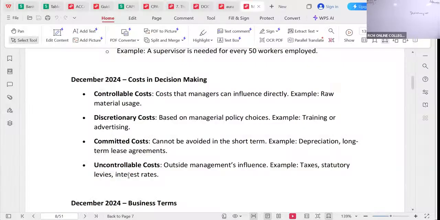Then we have uncontrollable costs. Those are those costs which management cannot influence. Example, the government tax. Rent is the very best, isn't it? You can't influence. If you want to influence rent, then be ready to disappear from someone's house. So those examples are very good. You must keep on giving them in your exams.